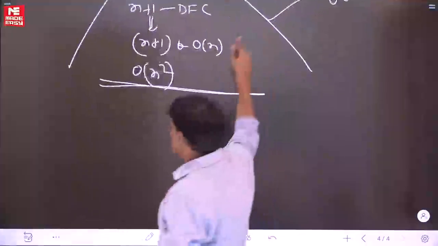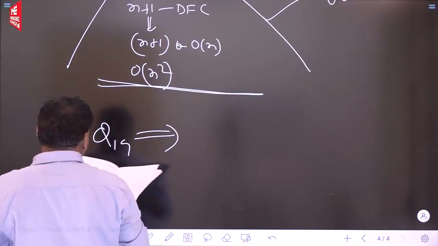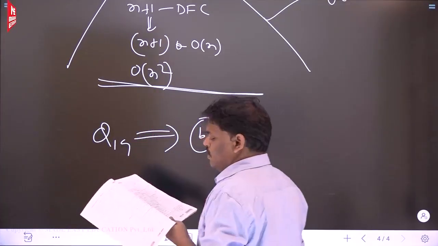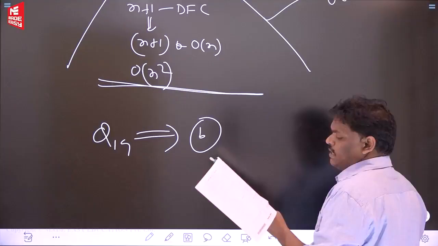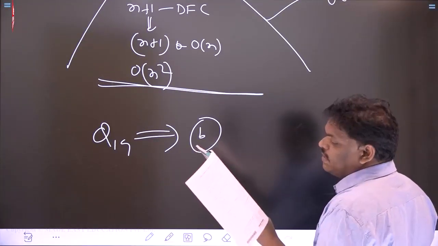Can you help me now? For question number 19, what is the answer? Let's check question number 19. Using dynamic programming, what will be the space? What is the answer? B. This is also B, n. Actually, n plus constant, n is the answer. Question number 19, answer is B. Question number 18, answer is B.